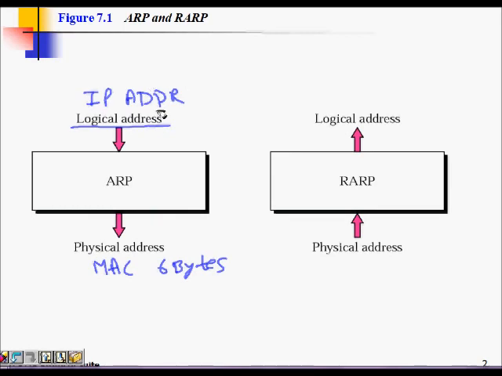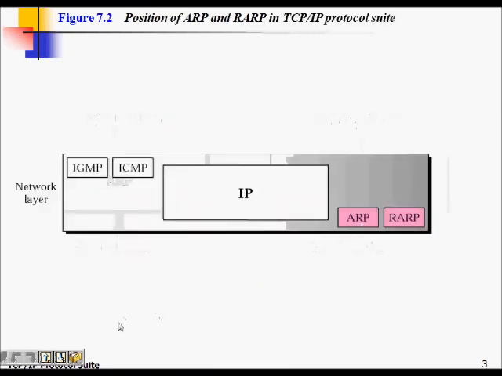If I know the IP address of one machine and I want to know the physical address for it, I will use ARP, okay? And when I know the physical address and I want to find its IP address, I will use reverse ARP. And why is that needed? Let's try to see. Both ARP and reverse ARP are network layer protocols, okay? So let's try to see.